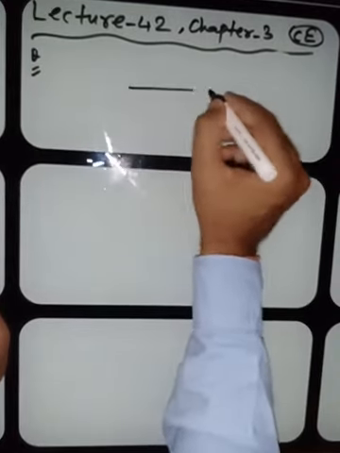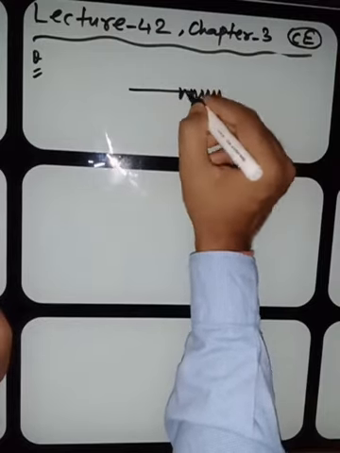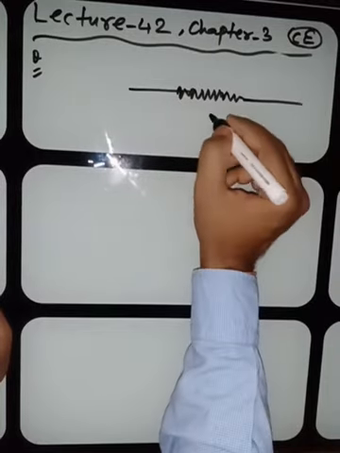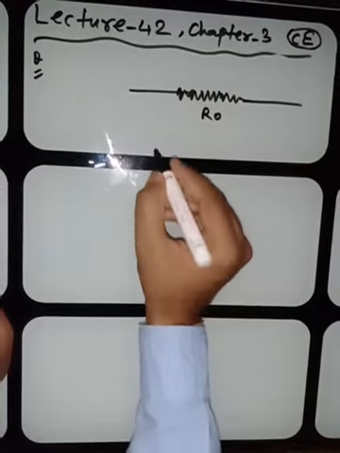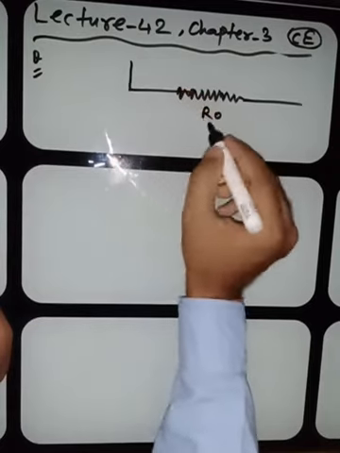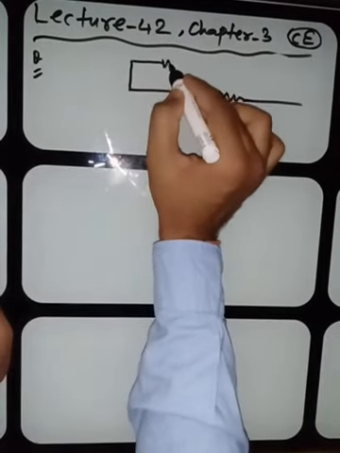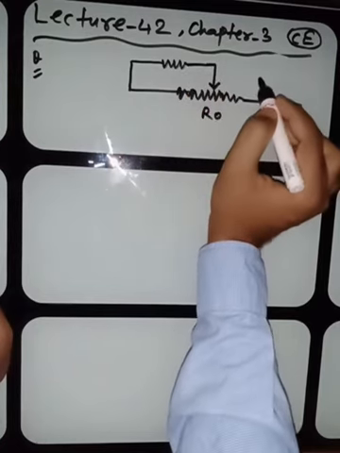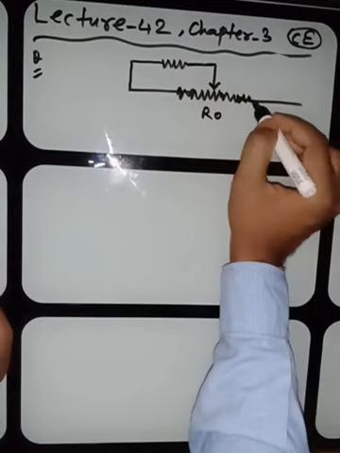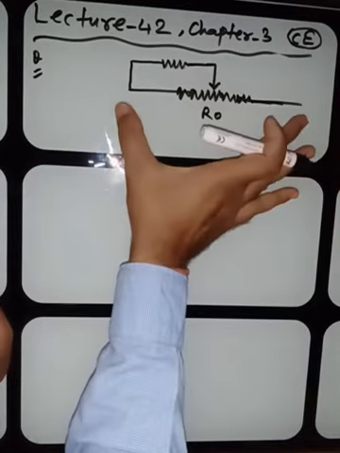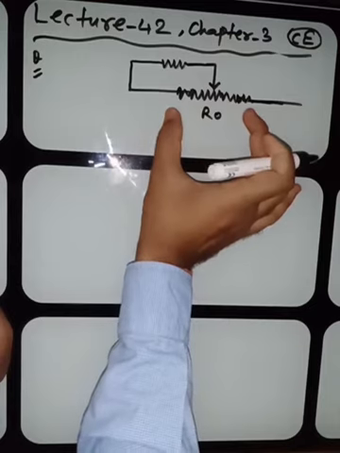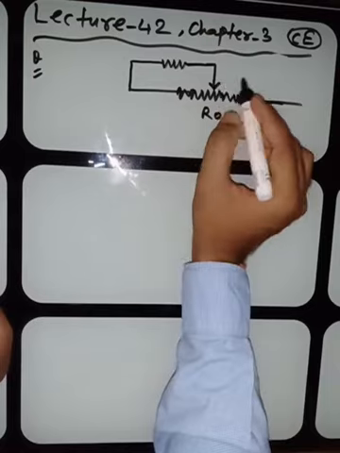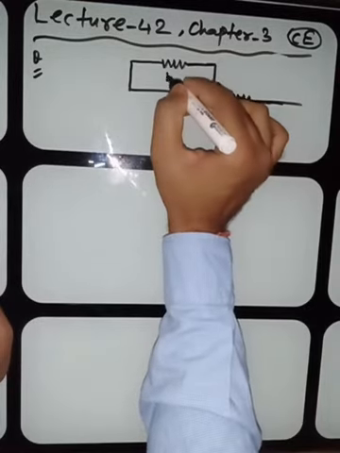Here is one resistor, suppose a wire of resistance R0. A variable resistor is tapped at the center. This is the center of the resistor. This is the resistor, total resistance is R0. At the center of this resistor, we tapped a variable resistor. At this time, the resistance is R.